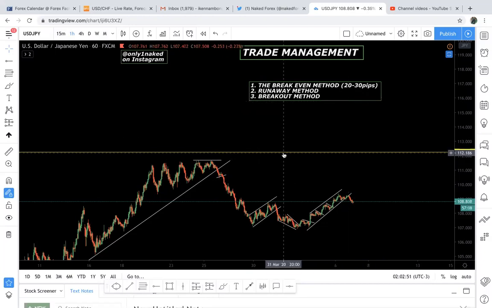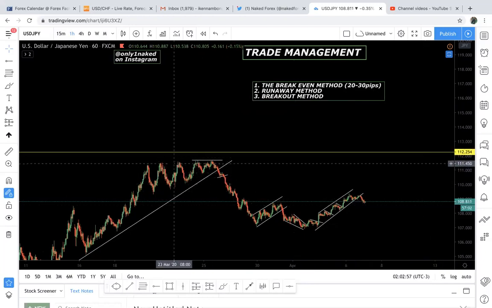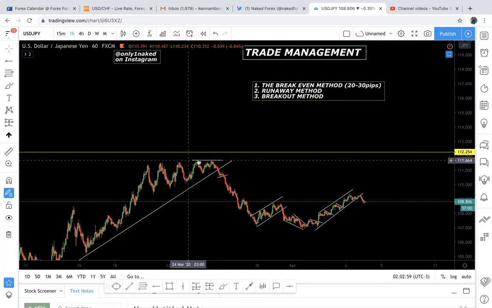Okay, now there's another one we call the runaway method. Why do I call this a runaway method? Let's say you took the trade right here. For example, let's say we took the trade off here.